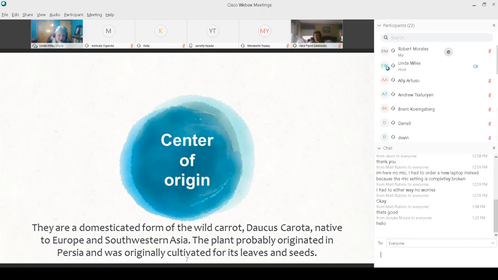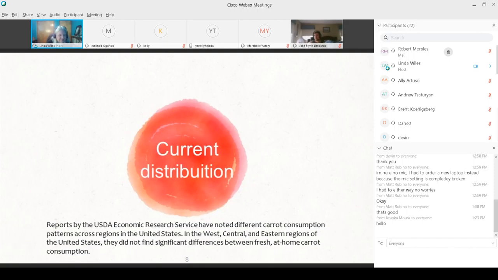Okay, center of origin. The domesticated form of wild carrot, Daucus carota, is native to Europe and southwestern Asia, which means that when we came to this country, we brought it with us. They are not native to the U.S. There are wild relatives similar to this that can be found in different places, but even those were basically brought into the U.S. The probable origination point was Persia or Iraq. I'm sorry, Iran. I get them mixed up.